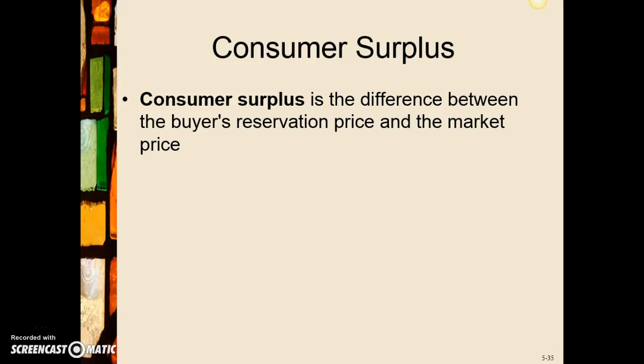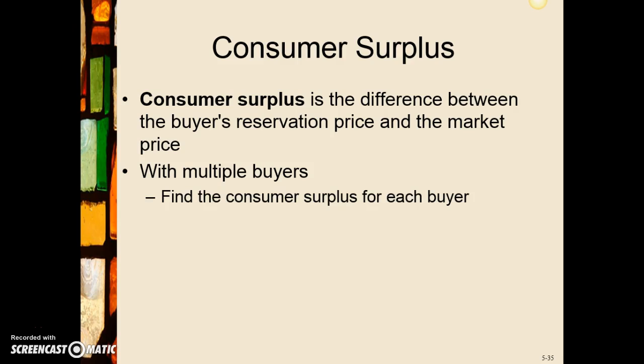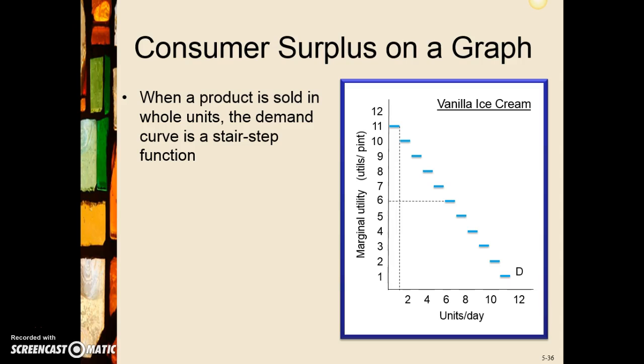Hi, so I'd like to do a quick example of consumer surplus with you guys. Now, consumer surplus is just the difference between the buyer's reservation price and the market price. And so when we have a lot of buyers, what we want to do is find the consumer surplus for each buyer and then add them up. And that will give us an idea for the total consumer surplus in a given market.